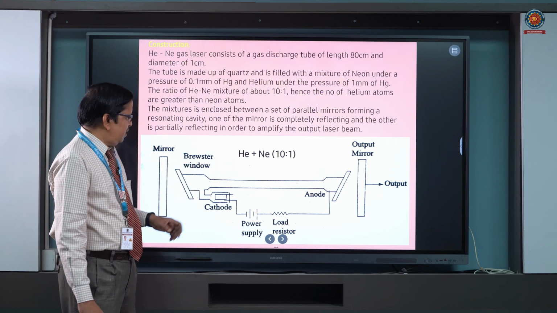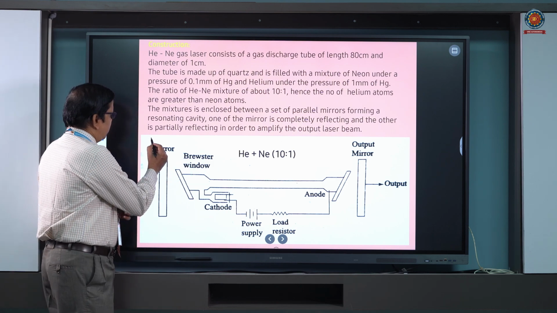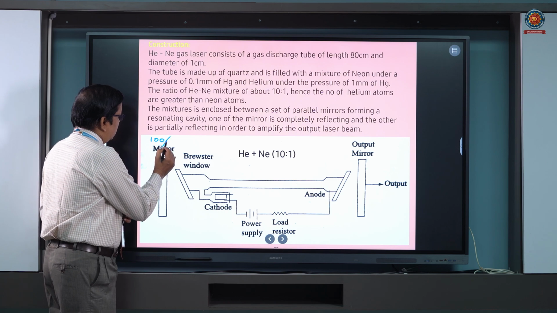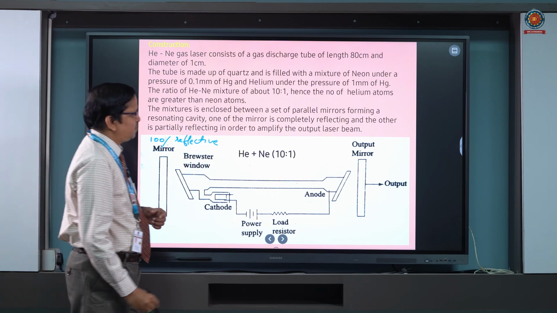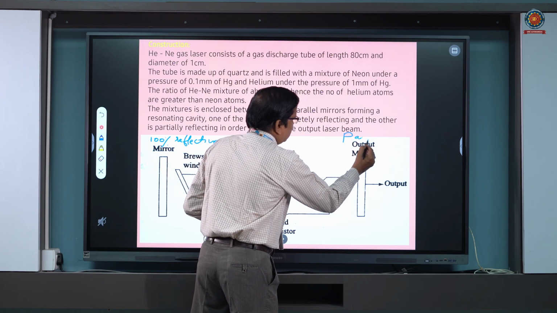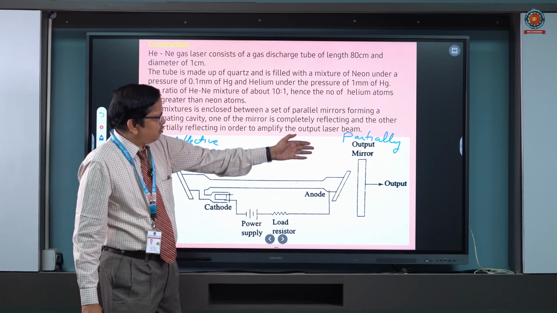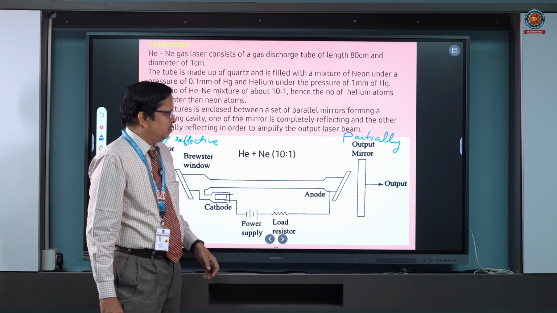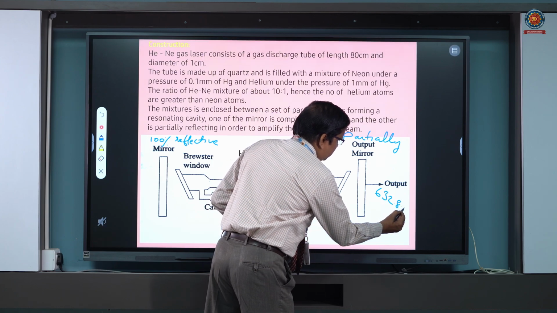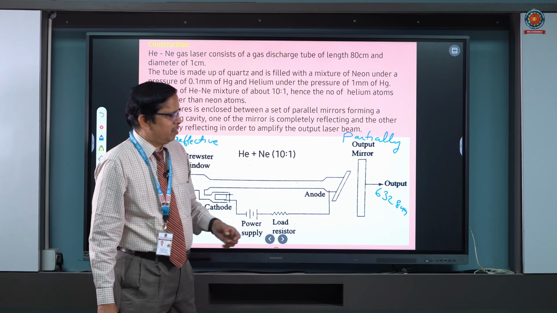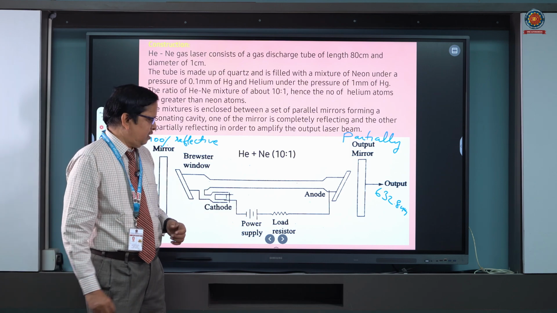is neon. Then this discharge tube is placed between 2 reflecting mirrors. Out of these 2 mirrors, the left side mirror is a 100% reflective mirror, and the right side mirror is a partially reflective mirror. And finally we get the laser beam from this partially reflecting mirror as an output. Of course, we get the laser beam of wavelength 632.8 nanometers from this partially reflecting mirror in the form of output. So that is about the construction details of this laser.